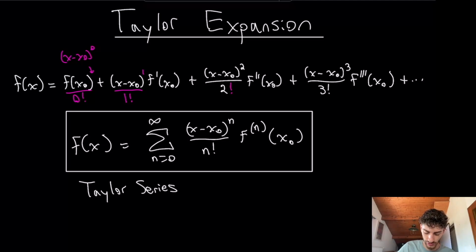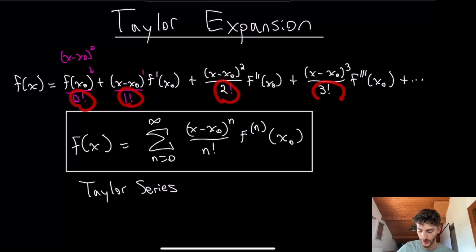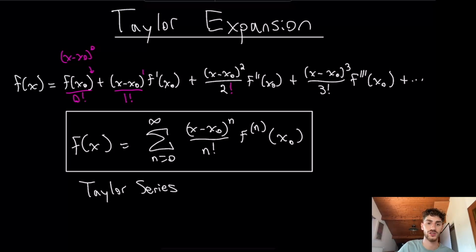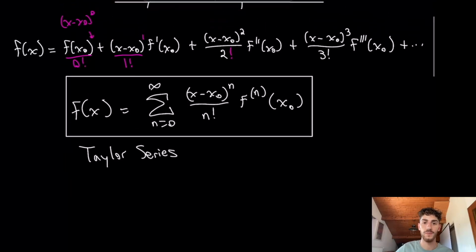For each of these terms, we have x minus x naught to the power of something. It starts at 0, and then 1, 2, 3, etc. You have 0 factorial, 1 factorial, 2 factorial, 3 factorial, etc. And then you have the 0th derivative, which is just the function itself, f at x naught. The first derivative, second derivative, third derivative, etc. The pattern we're seeing here is written out in this sum, which is called the Taylor series, or Taylor expansion.